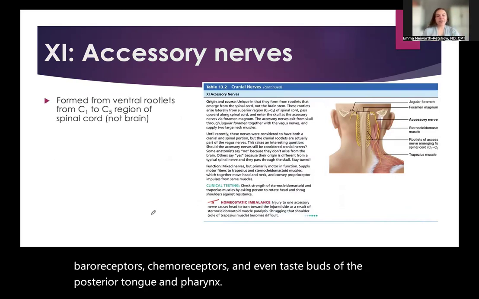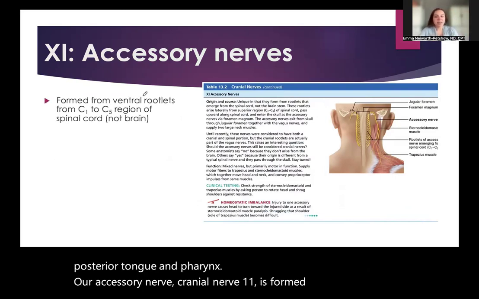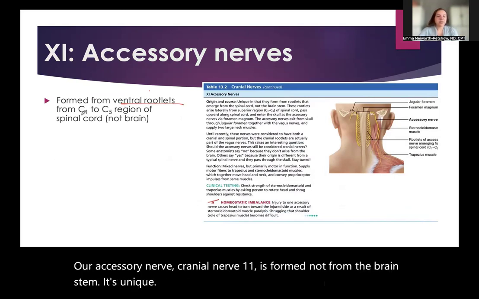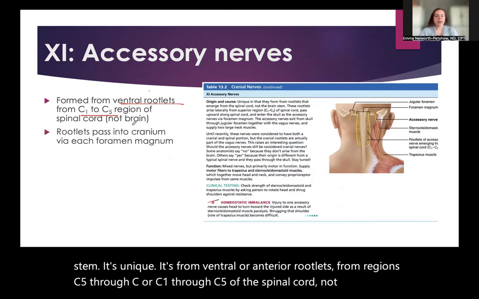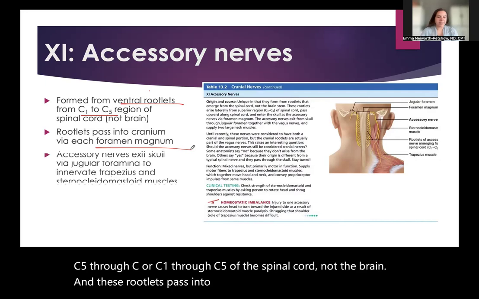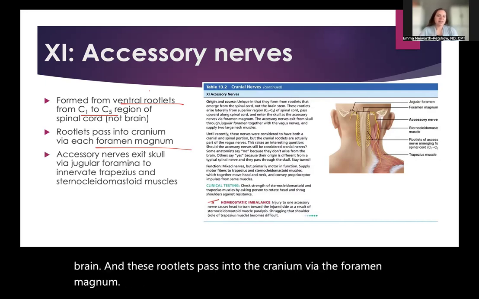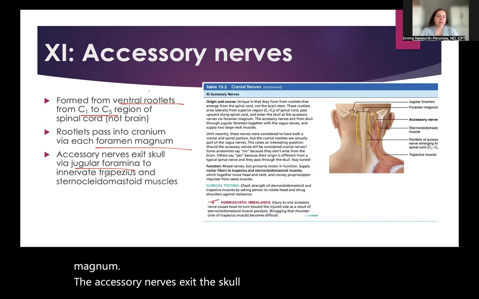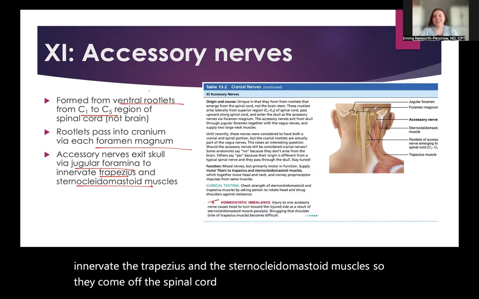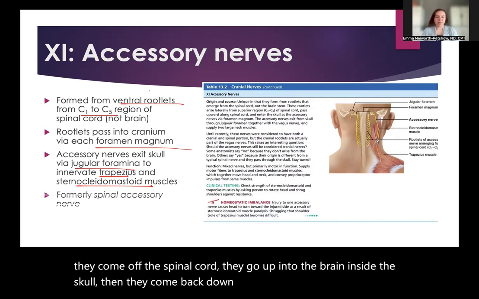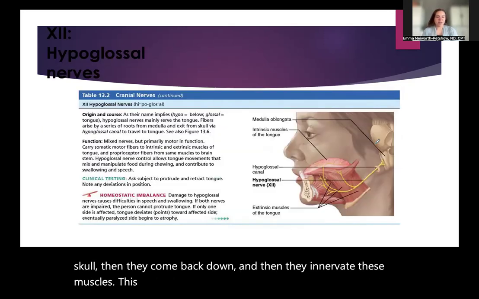Our accessory nerve, cranial nerve 11, is formed not from the brainstem. It's unique. It's from ventral or anterior rootlets from regions C1 through C5 of the spinal cord, not the brain. And these rootlets pass into the cranium via the foramen magnum. The accessory nerves exit the skull via the jugular foramina to innervate the trapezius and the sternocleidomastoid muscles. So they come off the spinal cord, they go up into the skull, then they come back down, and then they innervate these muscles. This is formerly the spinal accessory nerve.